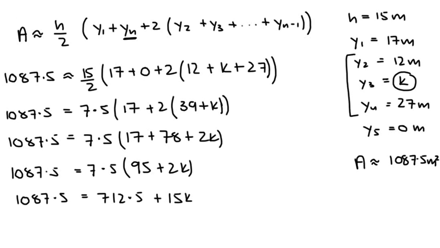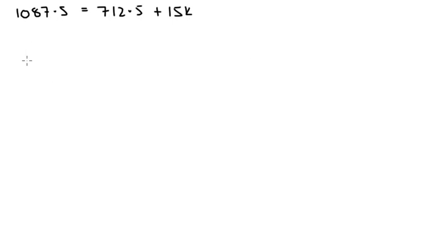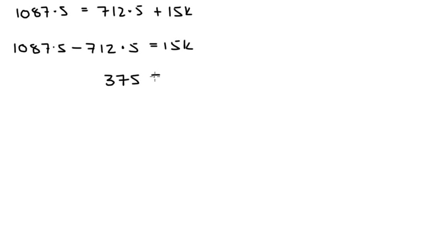Now I move every term without a k onto the left, so I can slowly kind of single out the k. So minus 712.5 equals 15k. 1087.5 minus 712.5 is going to give me 375. And then 375 divided by 15 equals k. So we find that k is equal to 25. Again, these units were given at the start, which is meters. We have 25 meters for k.